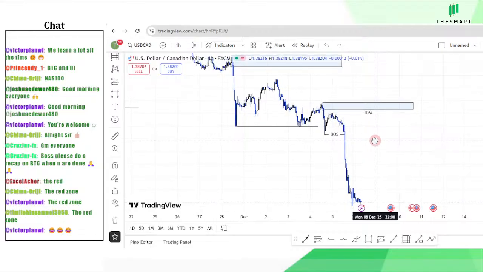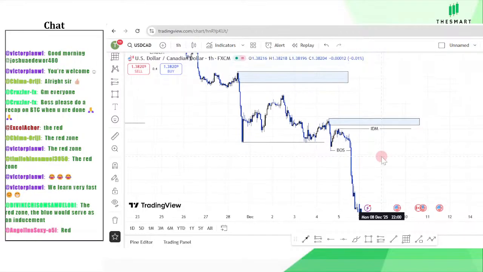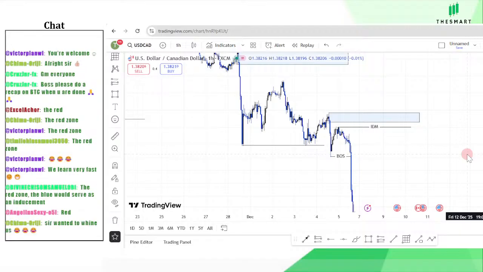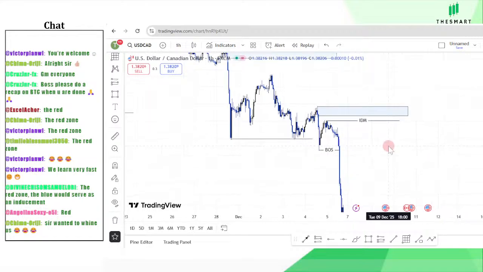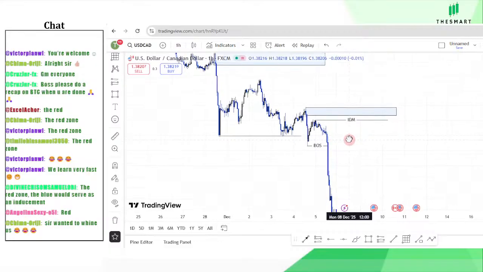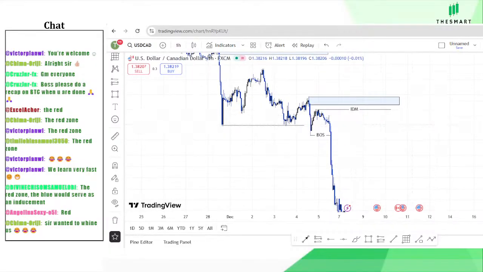You learn very fast. The red zone, the blue would serve as an inducement. I would have said people should state their reason, but people will still copy. I didn't want to whine anybody. But it's true now, this zone actually caused the break of structure. So this should have been the zone. Okay, I think that's good.